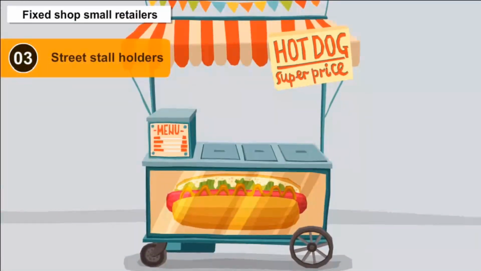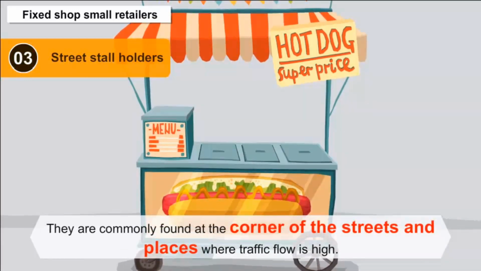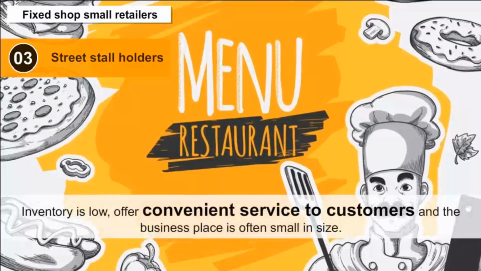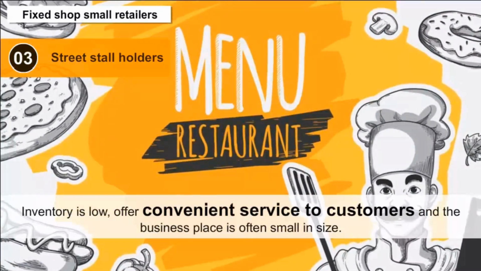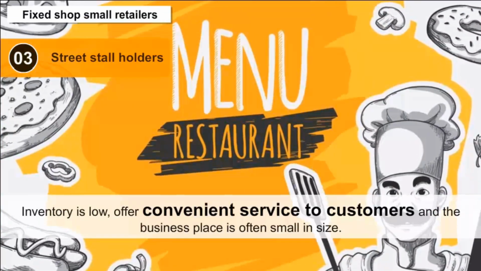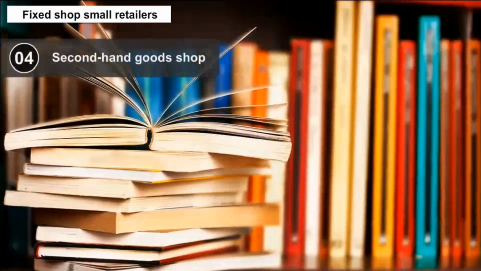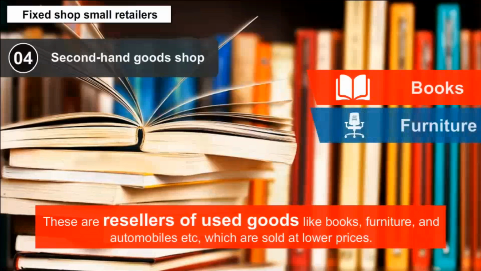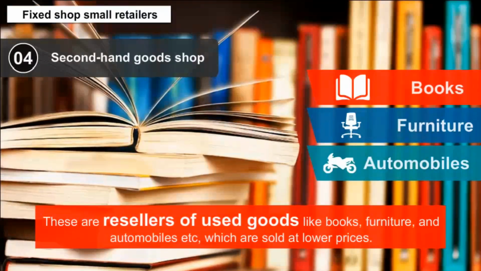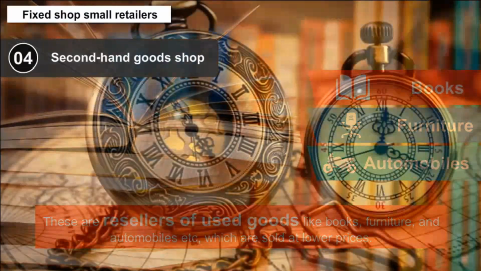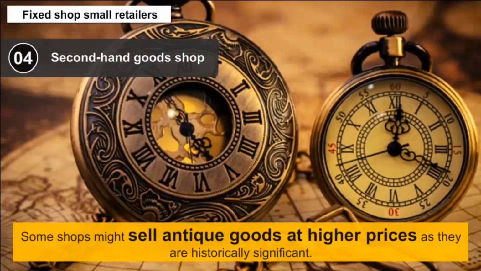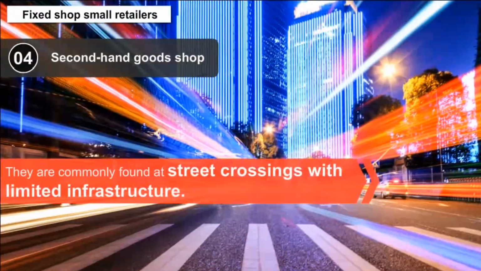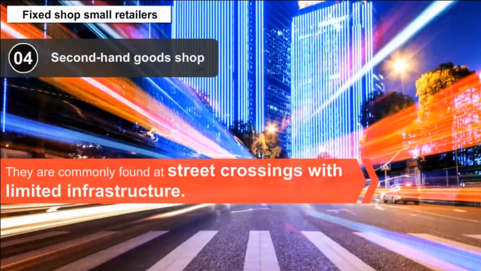Street stall holders. They are commonly found at the corner of the streets and places where traffic flow is high. Inventory is low, they offer convenient service to customers, and the business place is often small in size. Second-hand goods shops. These are resellers of used goods like books, furniture, and automobiles, etc., which are sold at lower prices. Some shops might sell antique goods at higher prices as they are historically significant. They are commonly found at street crossings with limited infrastructure.